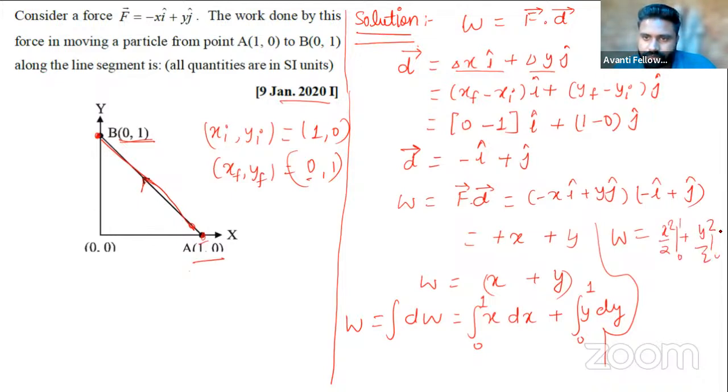0 to 1, 0 to 1. So we have 1 by 2 plus 1 by 2, which equals 1 unit. So the work done here is 1 unit.